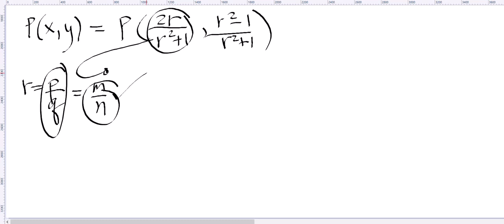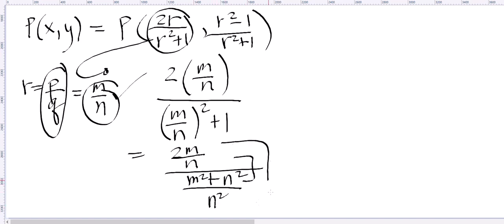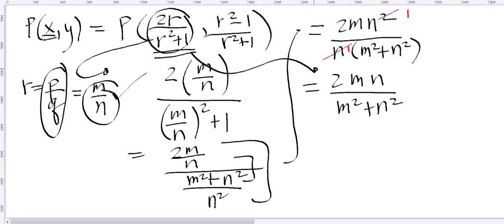So for the x value, we have 2r over r squared plus 1. And this time, using m over n as the value of our r, we have 2m over n all over m squared plus n squared all over n squared. So simplifying that complex fraction, we have 2mn squared all over n times the quantity m squared plus n squared, close quantity. We may cancel common factors in the numerator and in the denominator. So x here, which has this value, now has the value 2mn over m squared plus n squared.